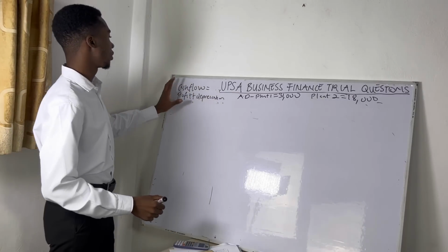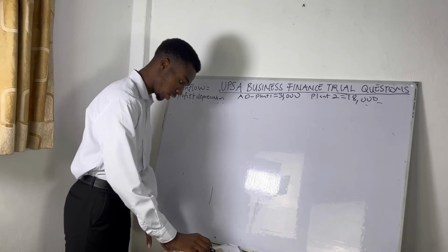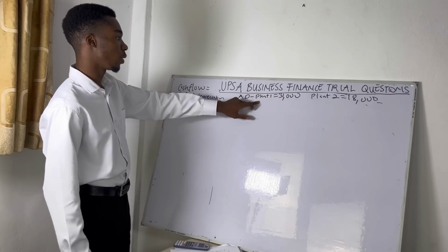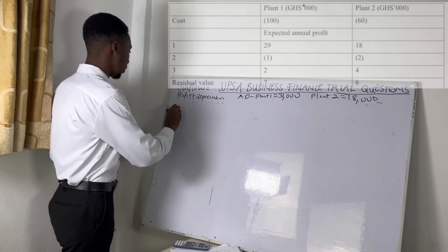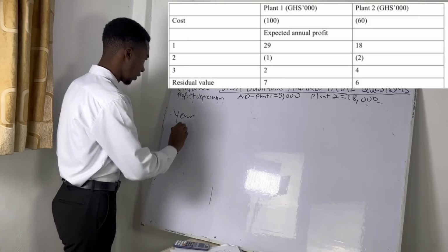So now we are going to calculate the cash flow. We'll add the profit and the depreciation. The profit has already been given to us in the question, and the depreciation is here. For plant 1, we have 31,000. Plant 2, we have 18,000. So let's start. We have year 1, 2, and 3.